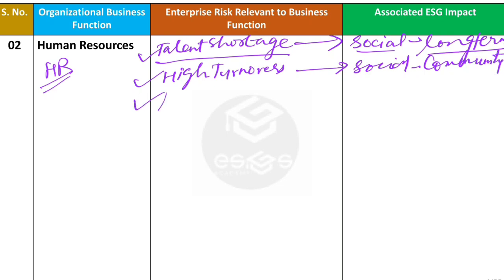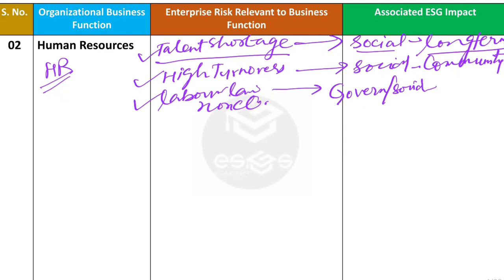Then labor law non-compliances. This also we can consider as a risk, because violations lead to legal penalties and reputational damage, and this we can consider under either the governance or social pillar, where we can say the non-compliances can impact employee rights and welfare and lead to legal repercussions and a damaged reputation as an ethical employer. So reputation will also be impacted.